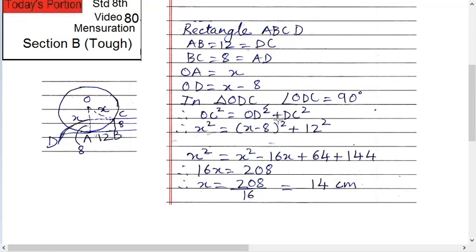Therefore x square equals x square minus 16x plus 64 plus 144. Add them, this x square gets cancelled, and take 16x on this side. You get 16x equals 208, the total of this. So x equals 208 upon 16, that is 14. So what is x? x is the radius. Therefore the radius of the hoop is 14 centimeters.